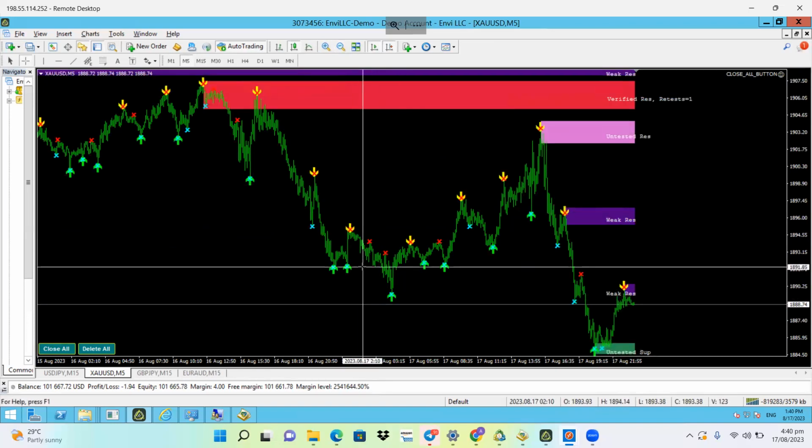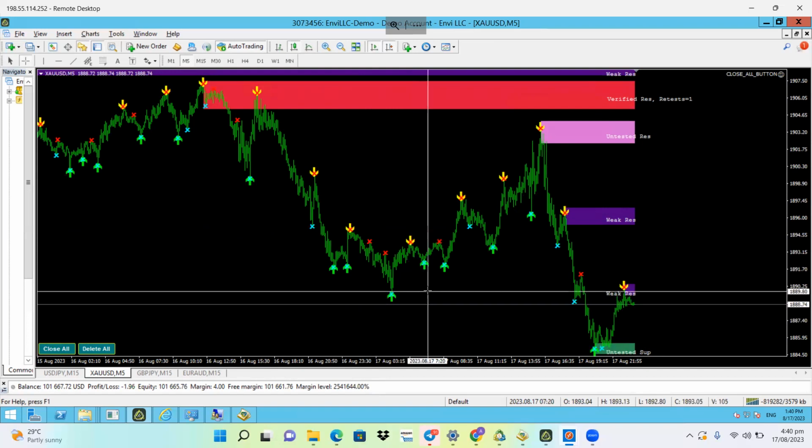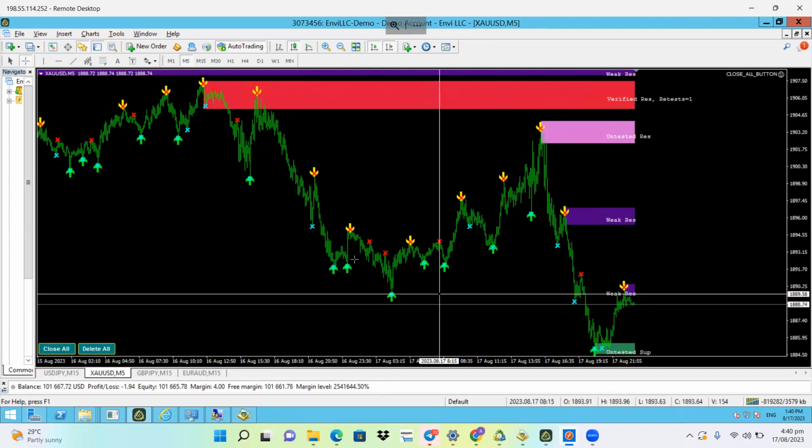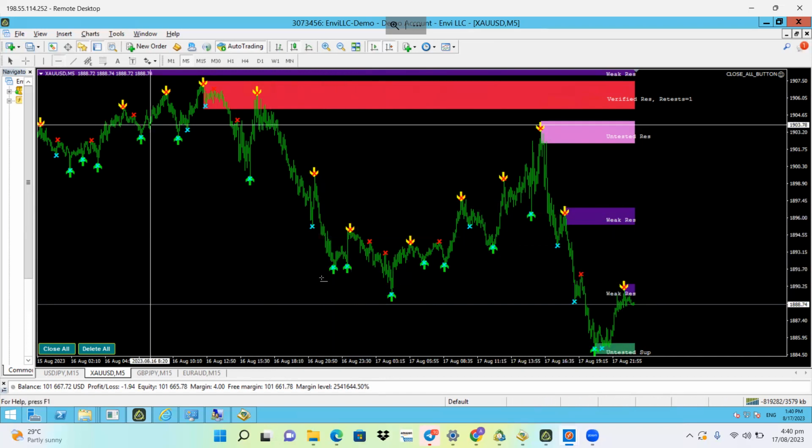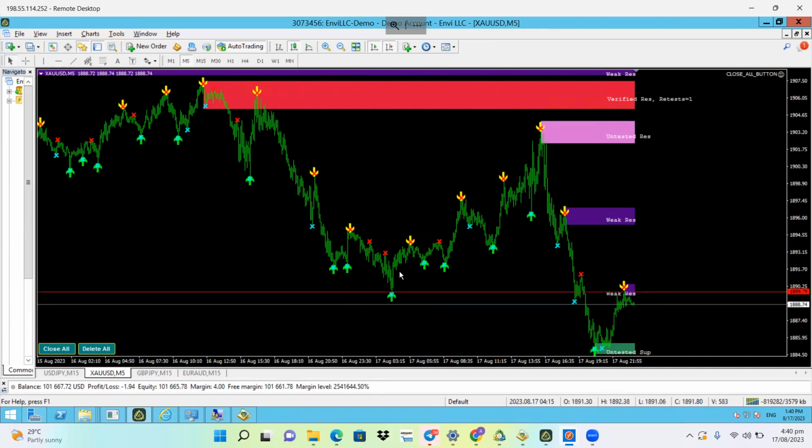Right here, this was a support level. If you look right here, 1889 was a support level for a while. Let me put my line here so it's a bit easier. Gold kept dropping to this zone here and it kept bouncing off, or it would not break this zone for a very long time. It just kept coming near, would not break, and then it bounced.